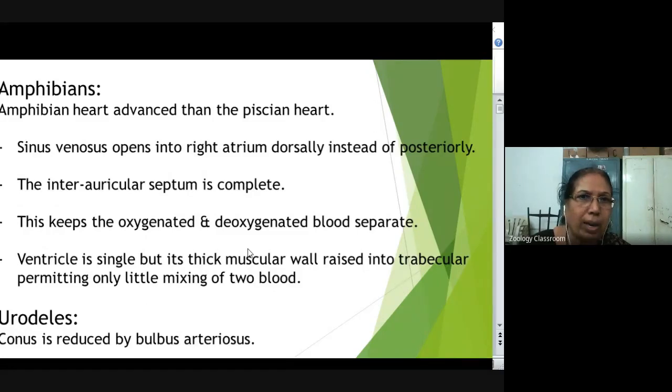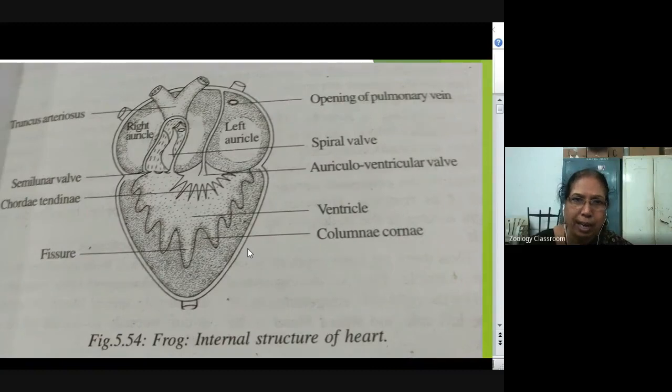In amphibians, for example in the frog, this is the frog heart in the diagram. There are 2 auricles, and in between them there is a partition called the interauricular septum. On the right auricle, there is an opening of the sinus venosus. Then the ventricle is muscular. These two auricles open into the ventricle through the auriculoventricular valve, on the left side and right side.